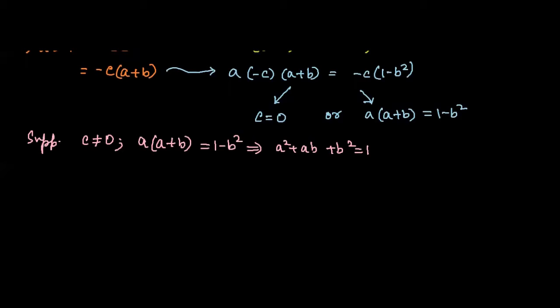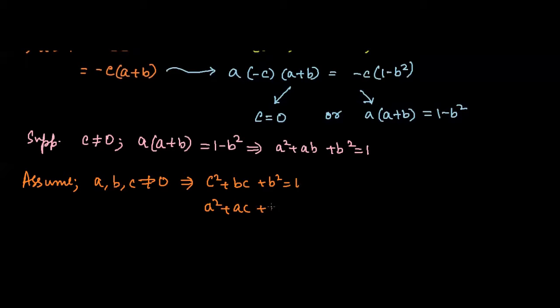Now, if I assume that none among A, B, and C is equal to 0, then we can say that B square plus BC plus C square must be equal to 1, and A square plus AC plus C square must also be equal to 1, because if I perform the same steps on the pair BC and CA as on the pair AB, I will get the same thing. We just need to follow the same steps that we have done on the pair A and B to deduce these two relationships. Now, we are also given that A square plus AB plus B square is equal to 1.